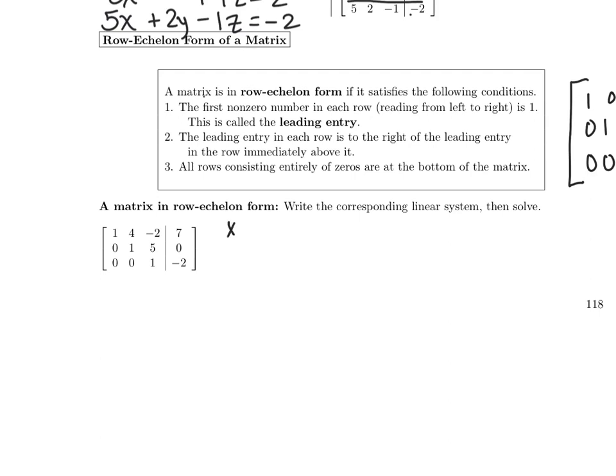So 1x plus 4y minus 2z equals 7. 0x, 1y, 5z equals 0. And then there is no x, no y, there is a 1z equals negative 2. So we know that z is negative 2. This is like the one we did prior, where it is the triangular form. So we know that z is negative 2. We can start back substituting.